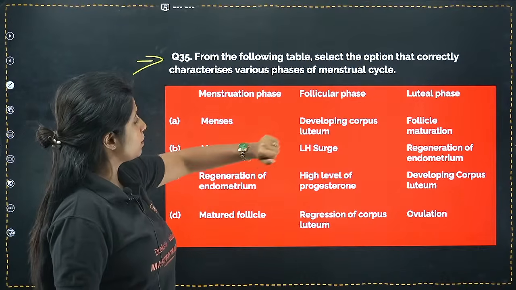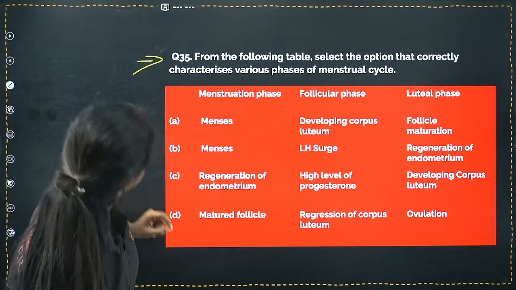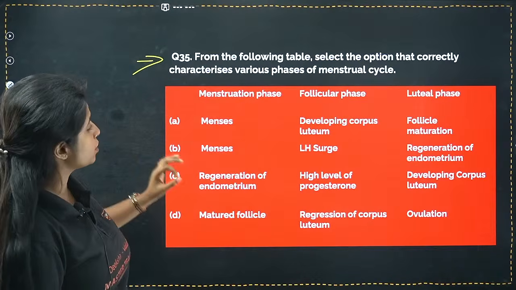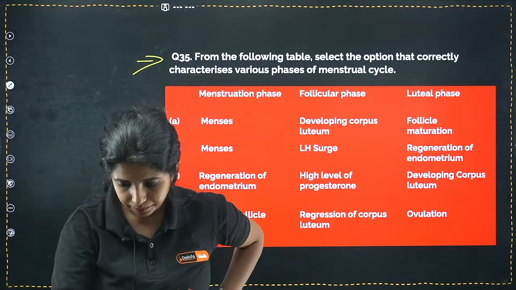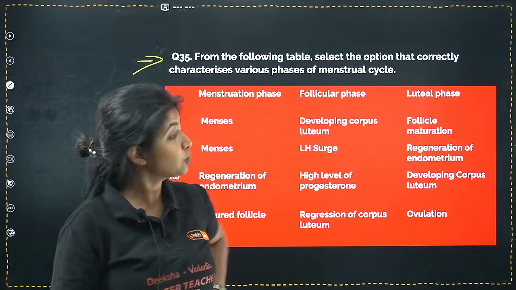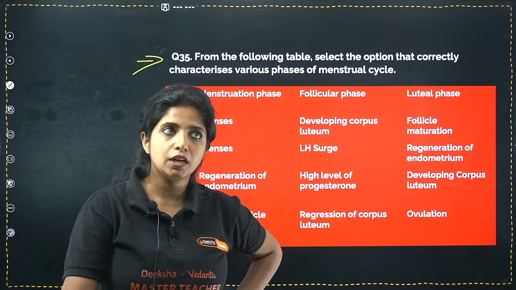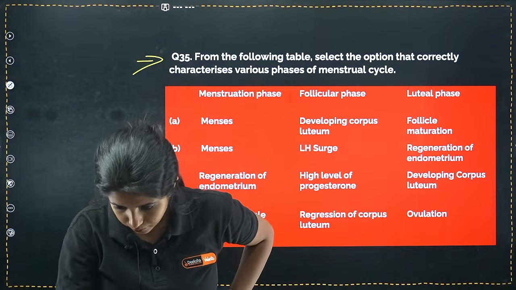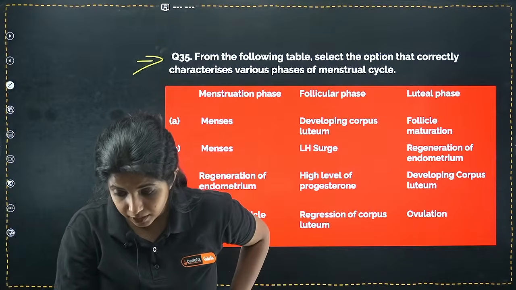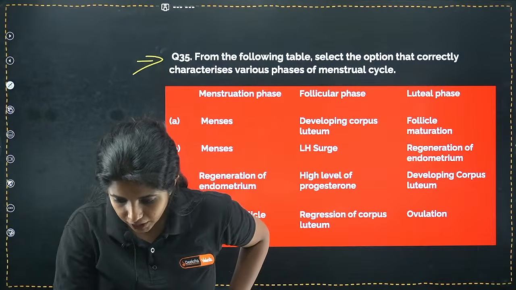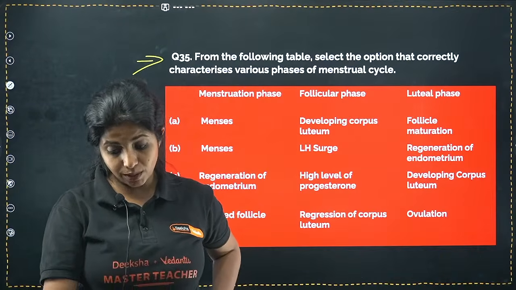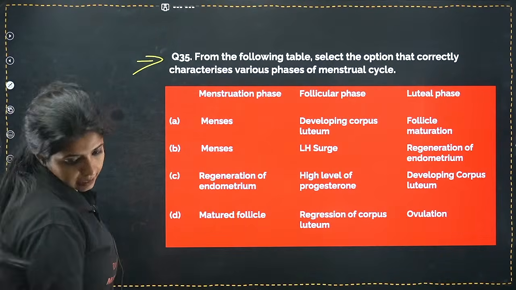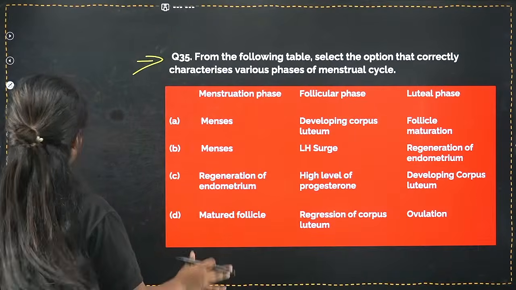From the following table, select the option that correctly characterizes various phases of the menstrual cycle. So, what do you think is the answer for this particular question? AJX says C, Sapna says C. Shivraj says C, Sanjeevani says B. Riza says B. Guys, there is an easy way to crack it.